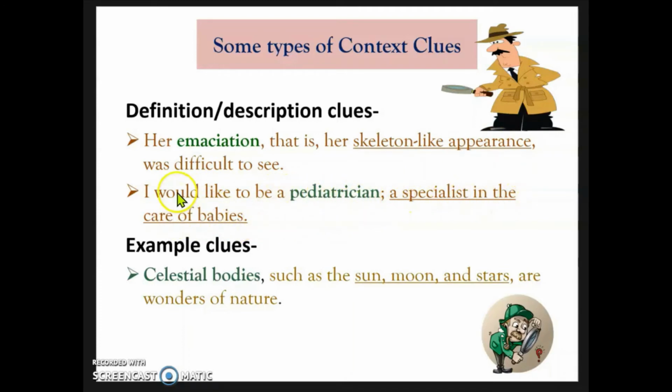In the second sentence, I would like to be a pediatrician, a specialist in the care of babies. I would like to be a pediatrician. Pediatrician is the unknown word. A specialist in the care of babies is the definition for the word pediatrician.